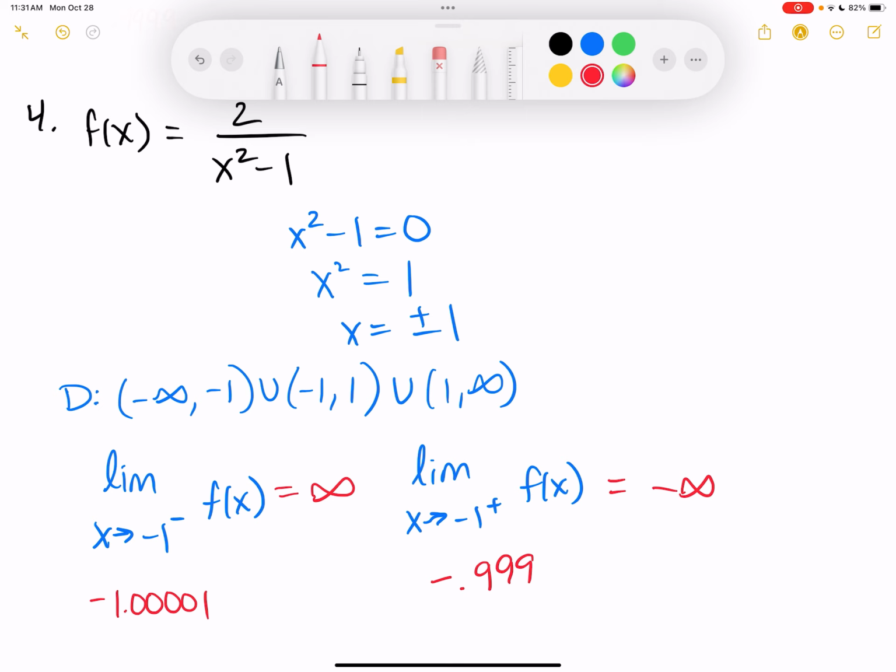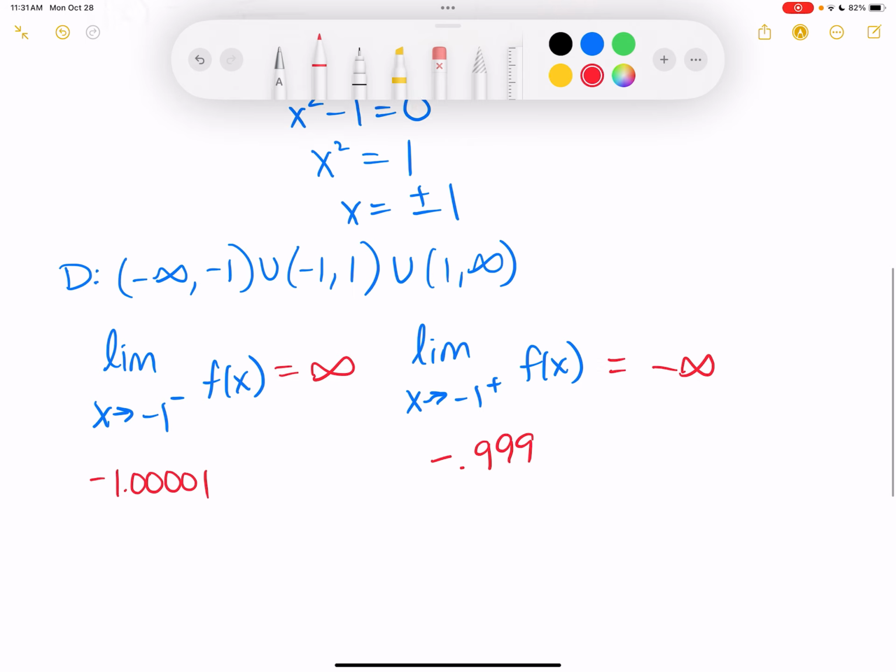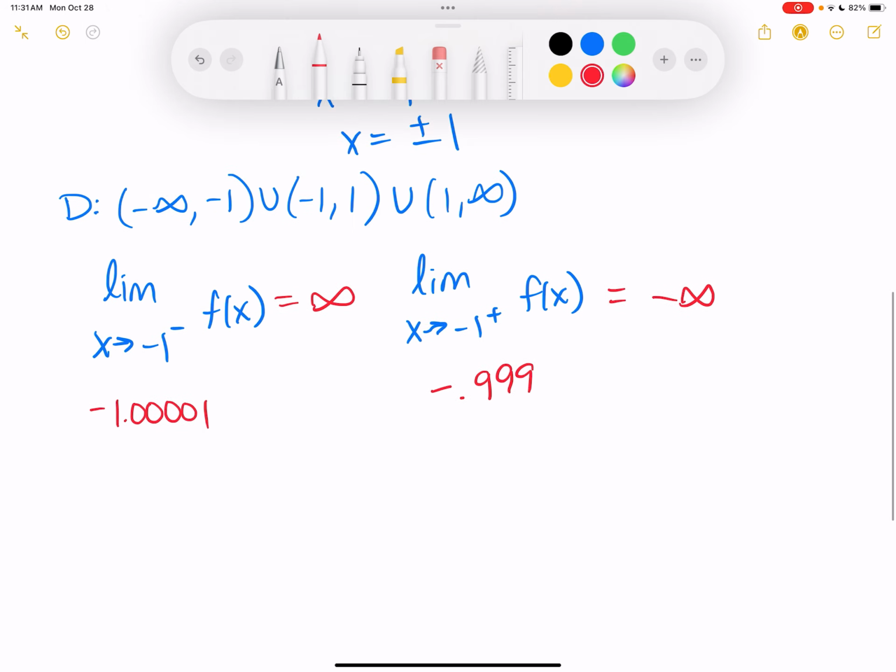Now, I should also do it for 1, but we're going to be doing more with limits, so I'm just going to leave it at that. But that's basically just confirming that it's an asymptote, because at an asymptote, the whole function's either going to infinity or negative infinity. So that's really the purpose of that. Specifically at a vertical asymptote, I should say.